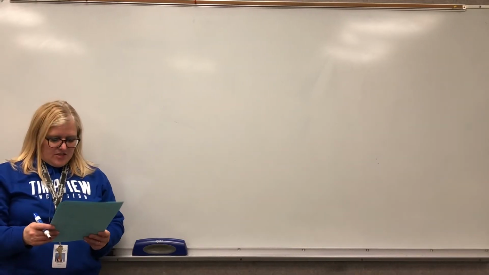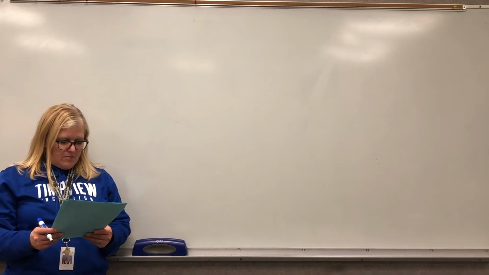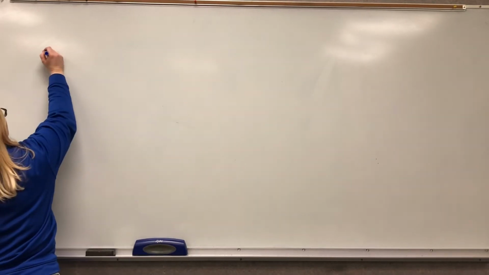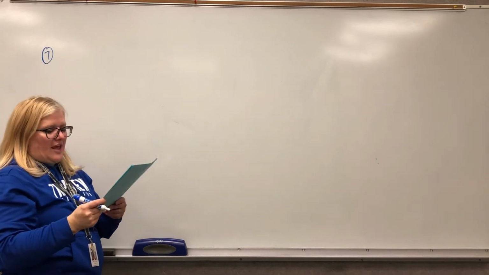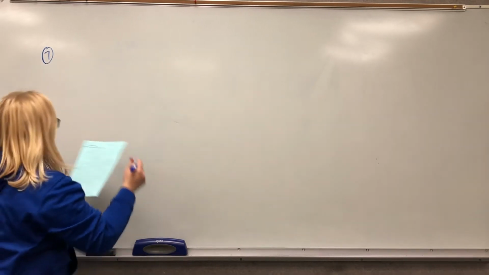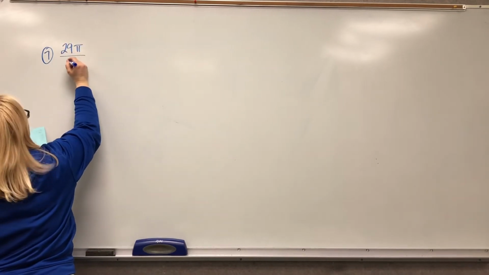All right, next I'm gonna do a couple of examples. I'm gonna do number 7. So this is find a positive and a negative coterminal angle for each given angle. So I'm given 29 pi over 12.